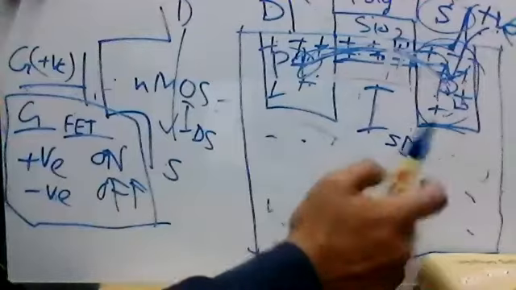NMOS DS, and in here PMOS SD, source to drain current. And in this case, okay. Now we'll go quick, maybe we are running out of time.